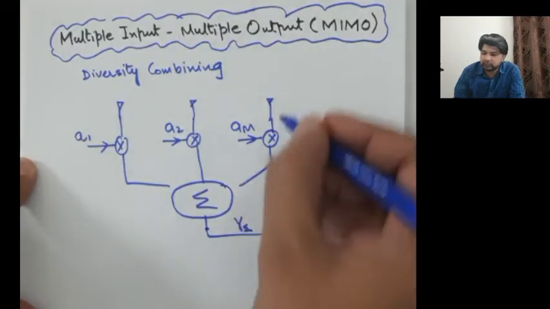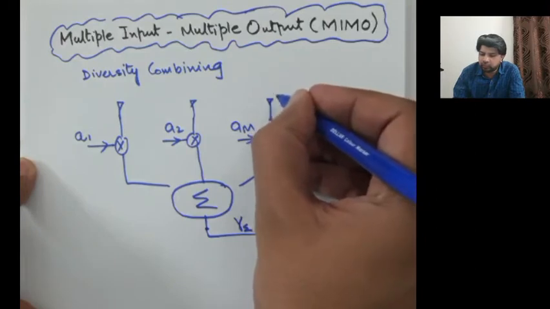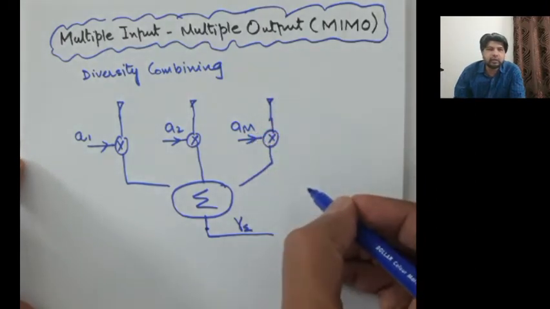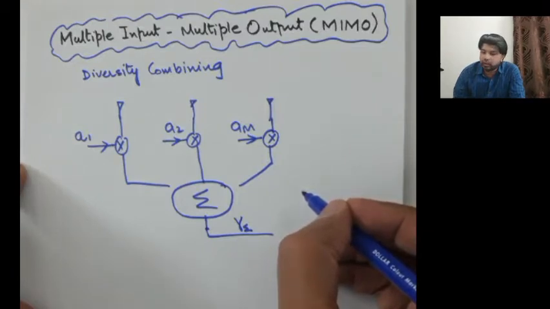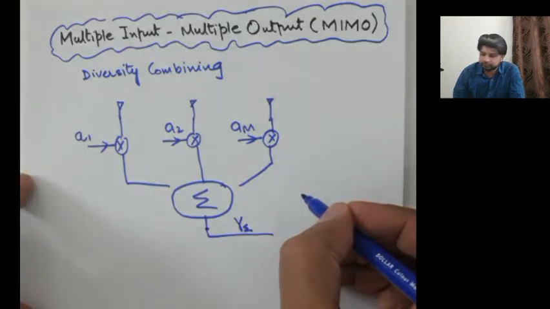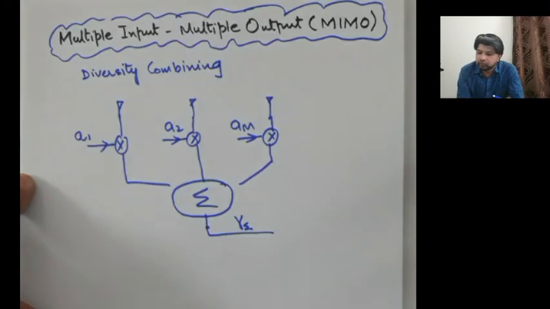So these branches, and we had capital M of those branches, we said that we would get an array gain in terms of the improvement in the signal to noise ratio, and we would get a diversity gain in terms of the performance of the bit error rate or the outage probability curve. So that was diversity combining.